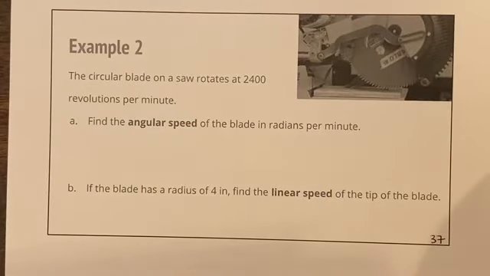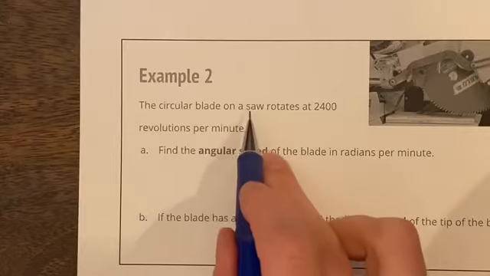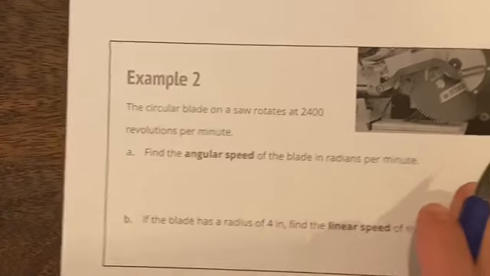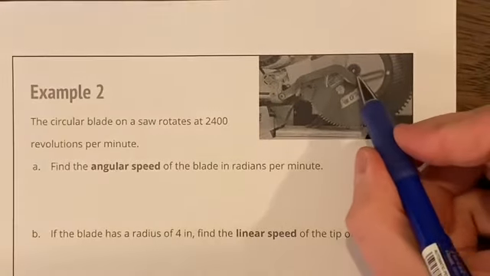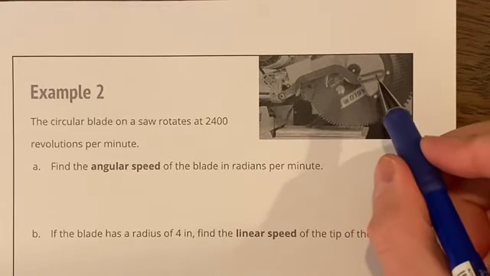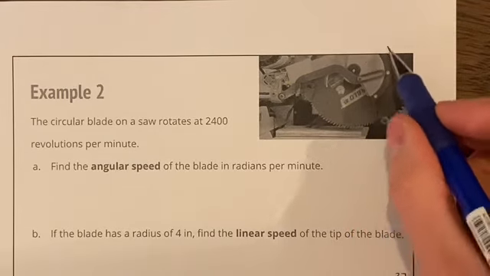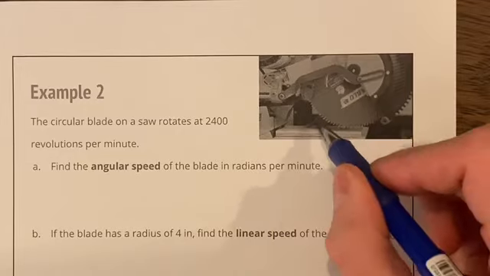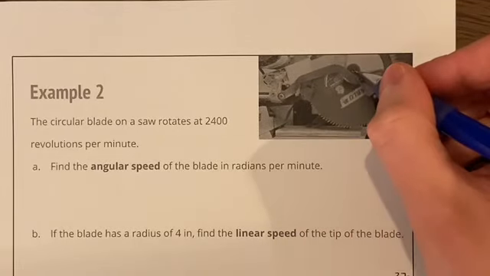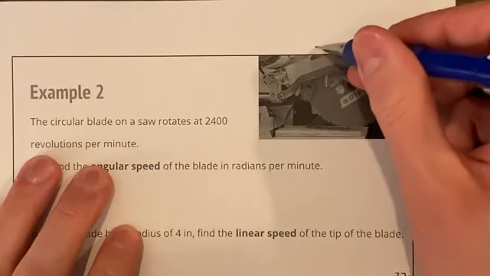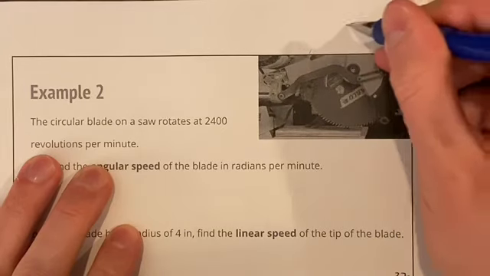Now for our last example, it says the circular blade on a saw. So hopefully you can see that in this picture. And on the actual document online, it's a GIF. So it'll show you that this blade is spinning, right? So here's the center of the blade, right? Here's our circular blade.